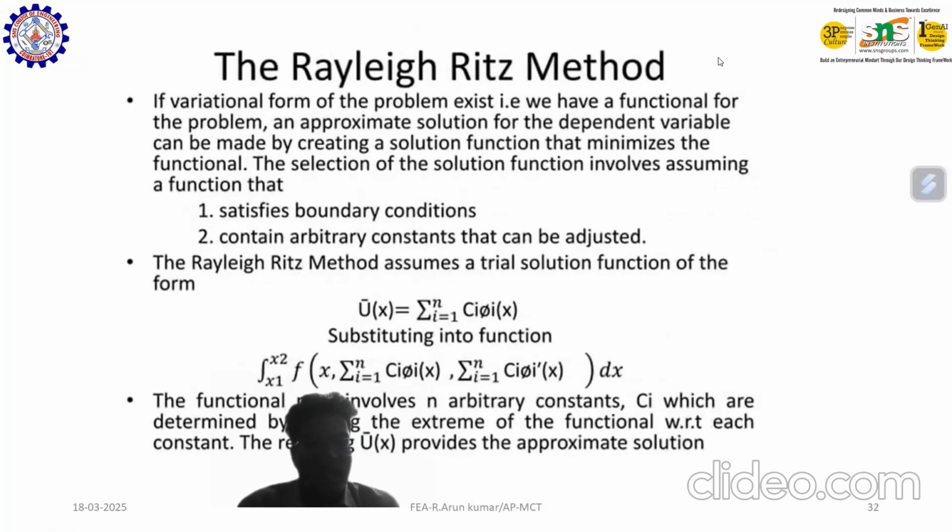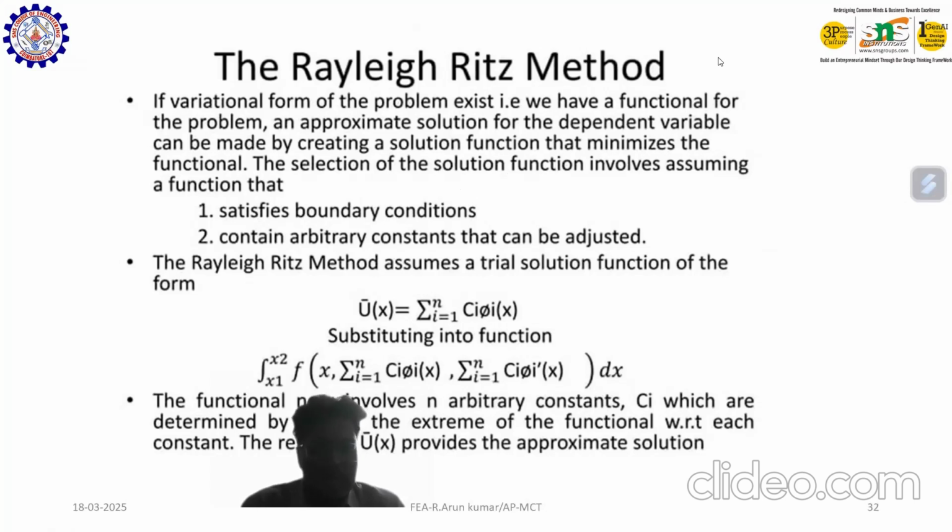If the variational form of the problem exists, the approximate solution for the independent variable can be made up by creating solution functions that minimize the functional. The selection of solution functions involves assuming functions that satisfy the boundary conditions and also contain arbitrary constants that can be adjusted.